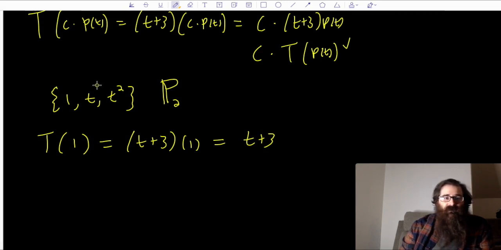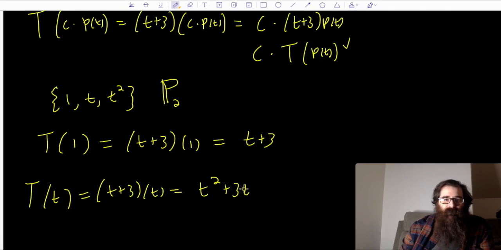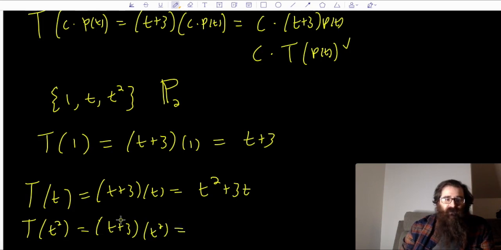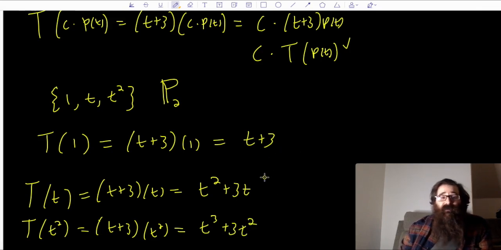Because next, I'm going to take the next basis vector, which is just basis vector t, and throw it into my transformation capital T. And that says whatever you give me, I'm going to multiply t plus 3 to it. And what's that going to give me? Well, it's going to give me t squared plus 3t. And then one more basis vector, t squared. Throw that into the transformation capital T. Well, that's going to multiply t plus 3 to it. What's that going to give me? Well, it's going to give me t cubed plus 3t squared. These are the outputs that I get.